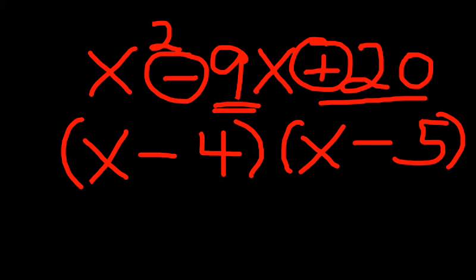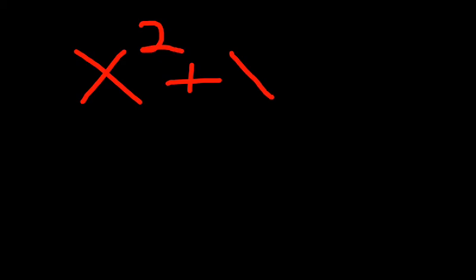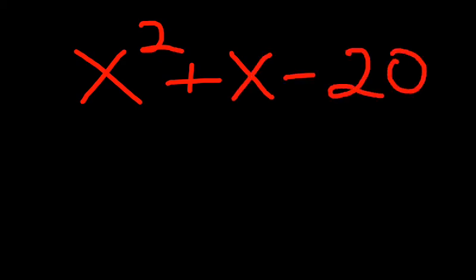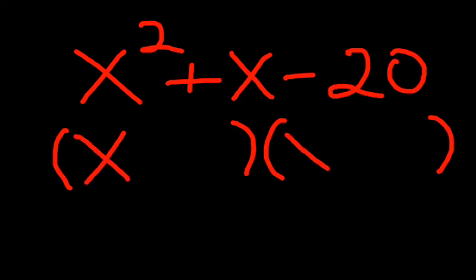I'm going to clear this one and try one more here. This time I'm going to go x squared plus x minus 20. Okay. Again, I have a lead coefficient of 1. I'm going to set up two sets of parentheses, and I'm going to split the x squared, x times x right there, and I'm going to look at this last number again.